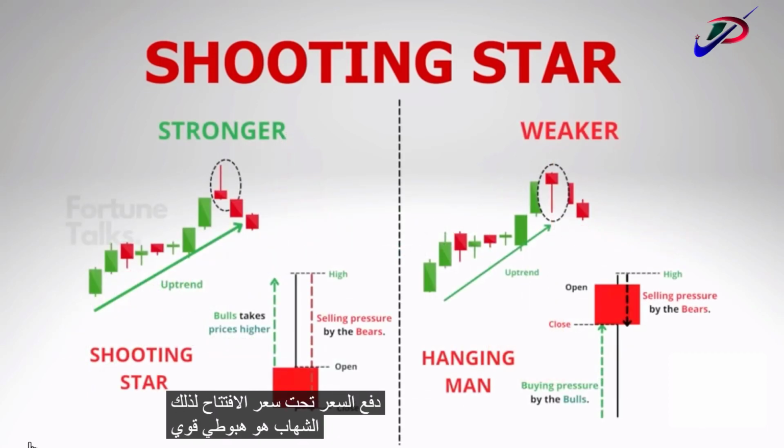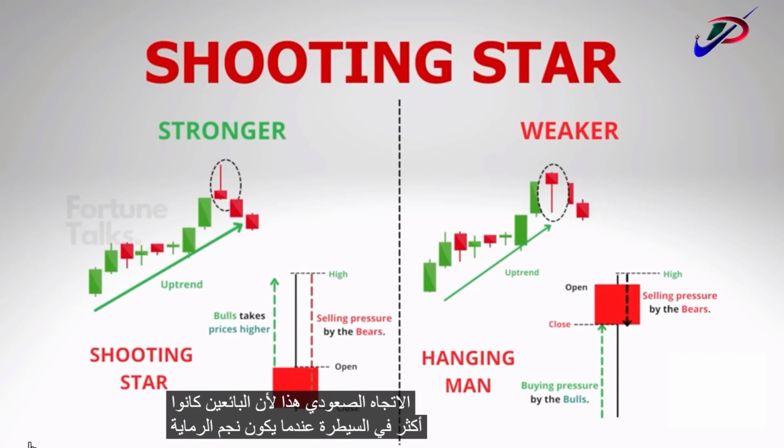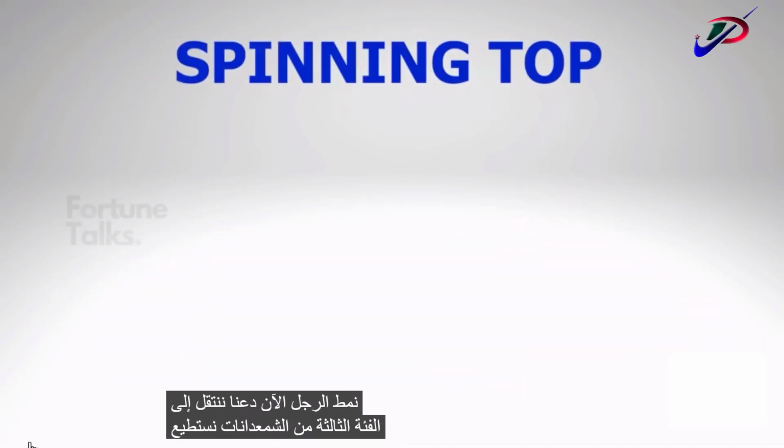So the shooting star is a strong bearish pattern. It is stronger than the hanging man pattern that is formed in the uptrend. This is because the sellers were more in control when the shooting star was formed rather than during a hanging man pattern.